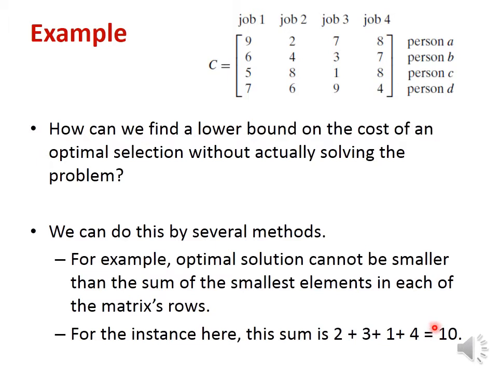But what we can conclude is that for the optimal solution, the lower bound is 10. The cost of the optimal solution is not less than 10. That is the assumption. So the bound is computed like this: for each row, select the minimum one. First row it is 2, second row it is 3, third row it is 1, fourth row it is 4. So 2 plus 3 plus 1 plus 4 is 10. So the lower bound for the overall assignment problem for this particular example is 10.